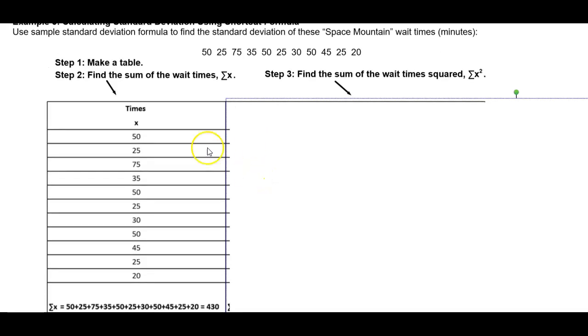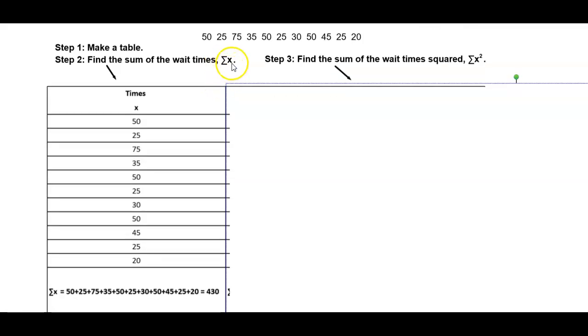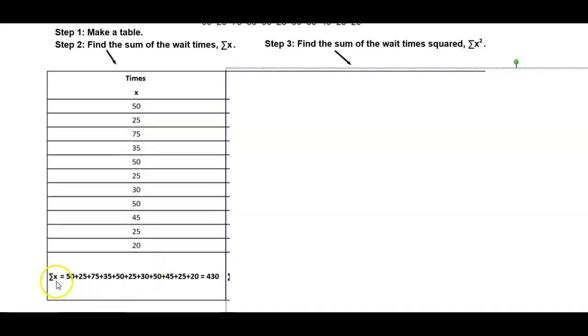In step 2, we're going to find the sum of those wait times, which is the sum of the data values. Remember, x represents the data values. So when we add up all those, that gives us the sum of x, which is equal to 430. Okay? So let me go ahead and highlight that. Remember, the sum of x is adding up all these values to give us 430.